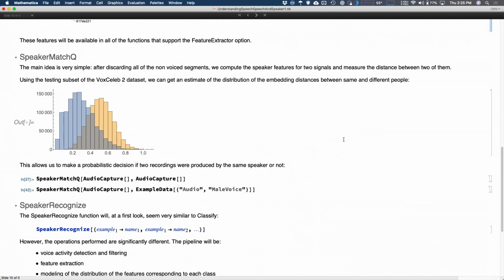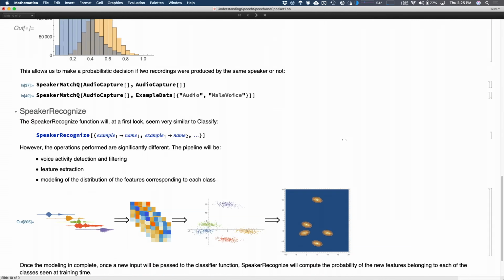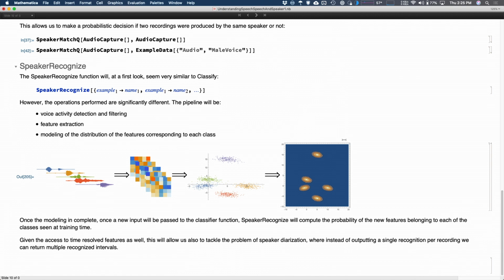So this clearly is not something that is of crucial importance. The main thing is that we have this way of representing audio signals in a semantically meaningful feature space. So all of these features will be available in all of the machine learning functions. So you'll be able to say feature space plot of some audio signals and specify that you want to extract speaker features, and without any other input from the user, you will be able to produce something that is aware of voices. The last 2 functions that I will just mention are speaker match queue.